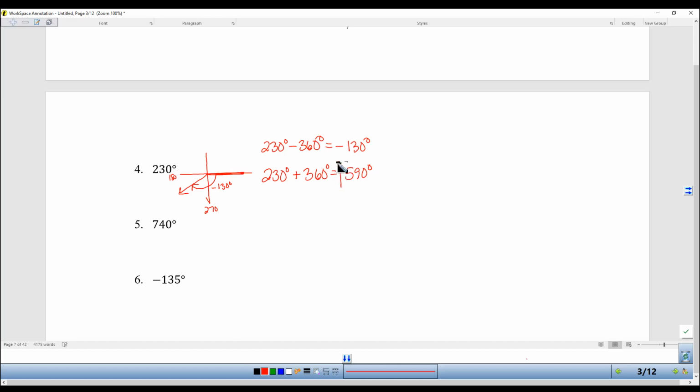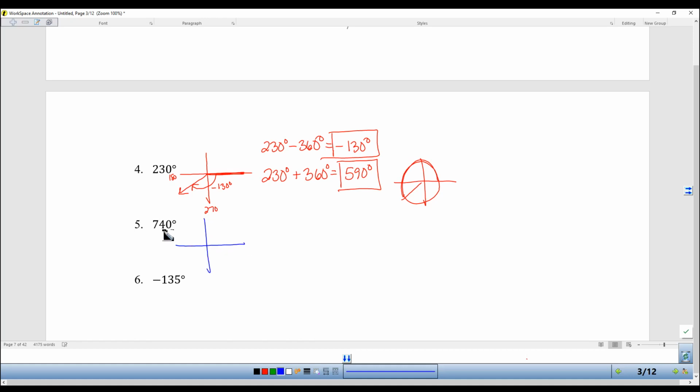So if somebody ever said to you, where is 590 degrees? You would say, well, that's bigger than 360. So right away, they've gone around the circle once, and then they've gone another 230 degrees. Still 2 more if you're still just letting me do them.